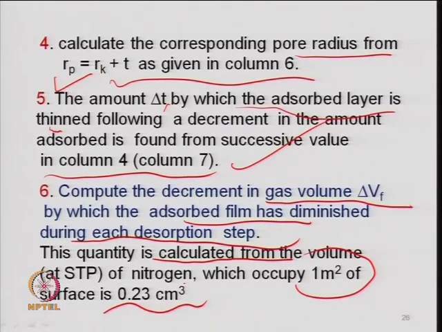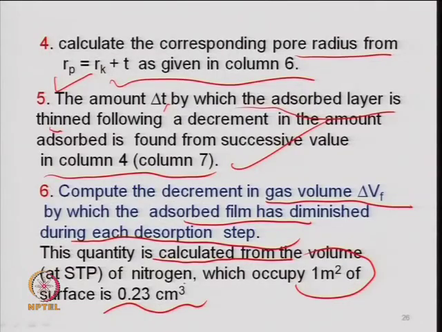If you calculate from PV equal to nRT, then for 1 meter square, because 16.2 angstrom square is the area of one molecule of nitrogen, and 35 centimeter cube per gram mole, as I have also mentioned, one can very easily calculate. If you have 1 meter square of surface and nitrogen has an area of 16.2 angstrom square per molecule, how much volume of that gas will cover it at a density of 0.808? That comes roughly to 0.23 centimeter cube.